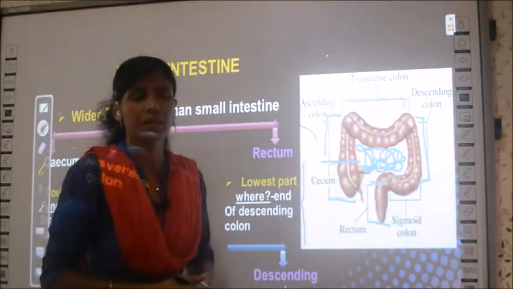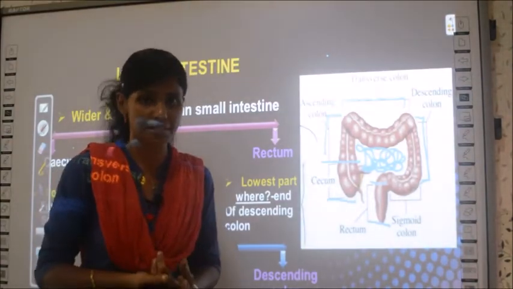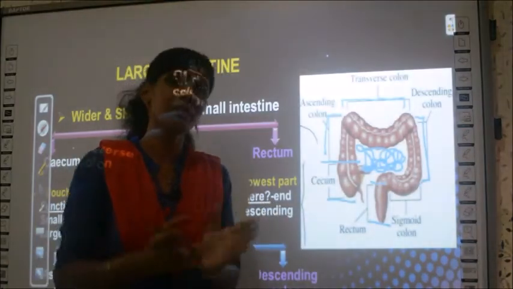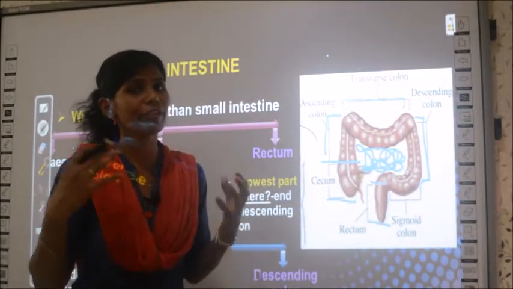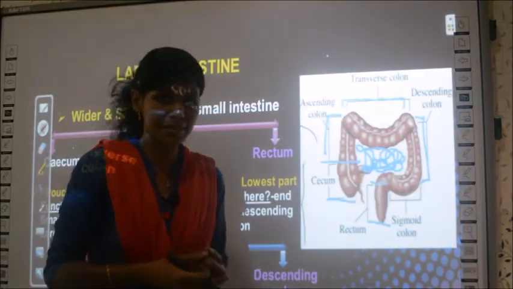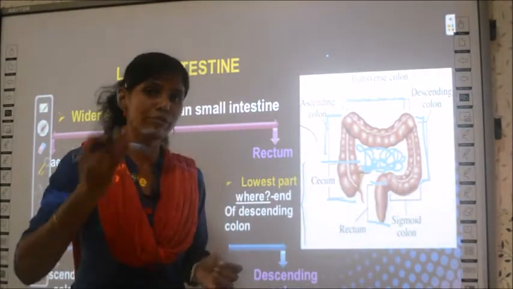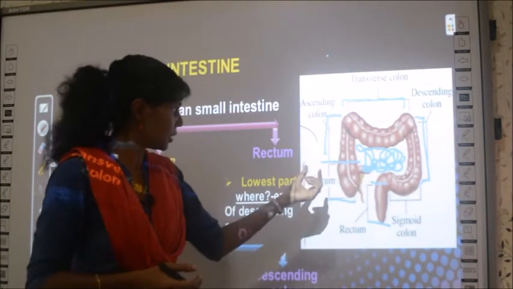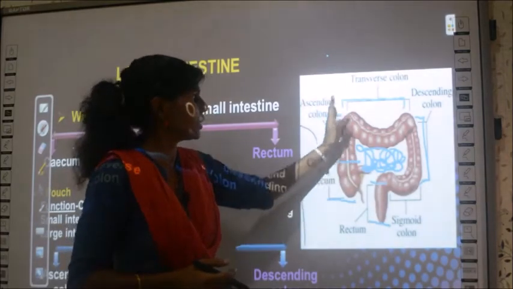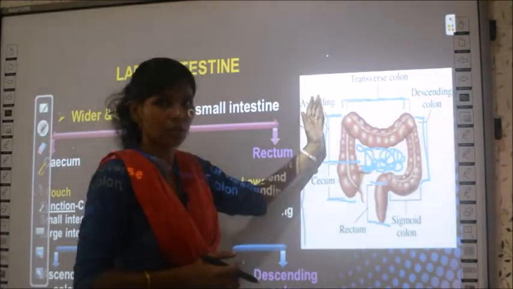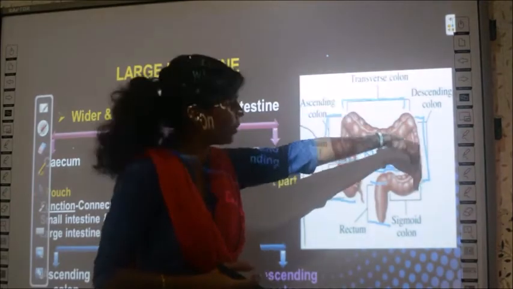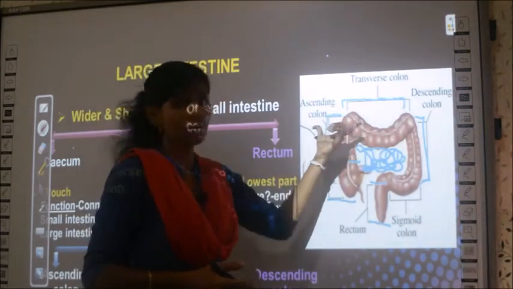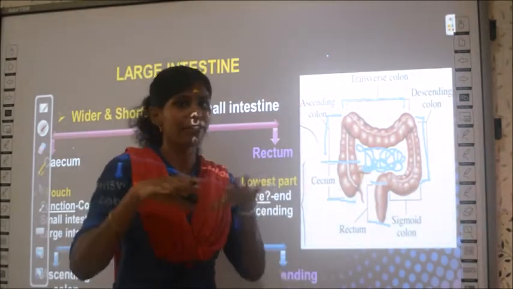What is ascending? In maths, you must have studied ascending numbers, no? If you write 1, 2, 3, 4, 5, it is called ascending. If you write 5, 4, 3, 2, 1, it is descending, right? So when you go from the lower value to the upper value, it is called ascending. Here also this region, when it goes upwards, is called the ascending colon, and when it comes from up to down, it is called the descending colon. In between you have the transverse colon, which means a flat area.